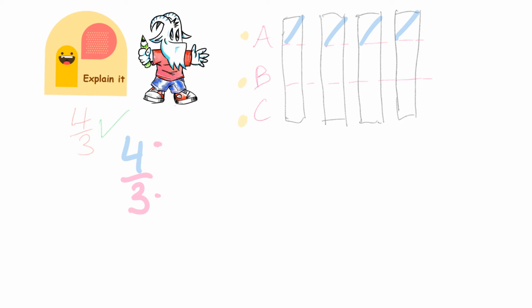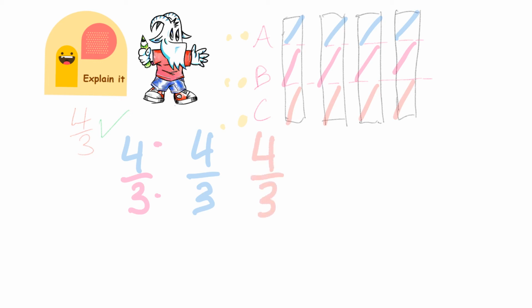Let's look at Betty. Betty got 1, 2, 3, 4 out of 1, 2, 3. So she got exactly the same. So she got 4 thirds. Let's look at Charlie. Is Charlie any different? Charlie got 1, 2, 3, 4. So he got 4 thirds as well. Now, because fractions means sharing into equal parts, it's simply a division problem.